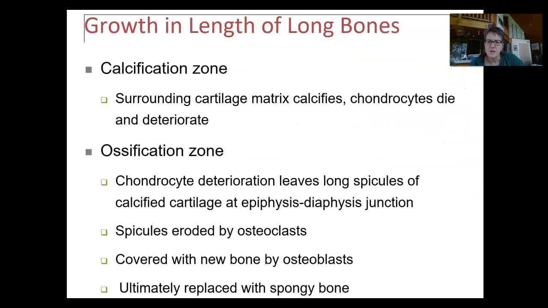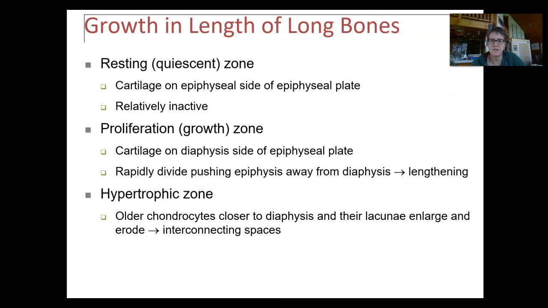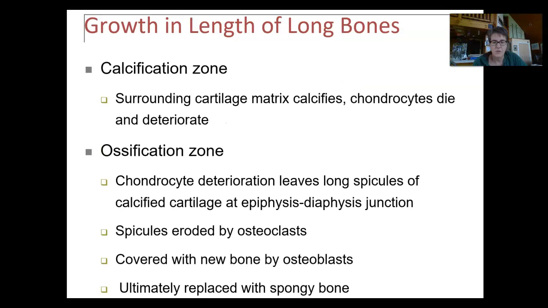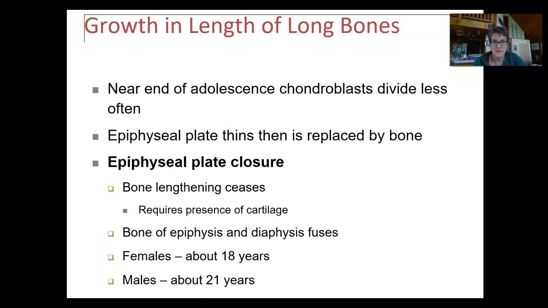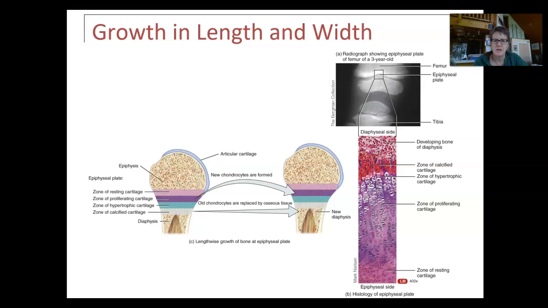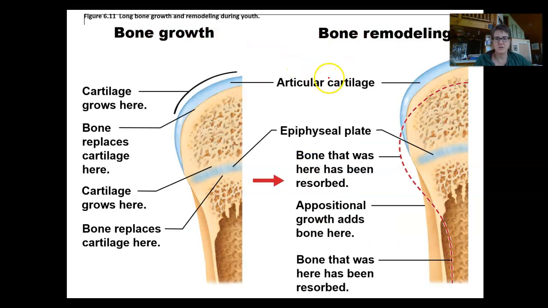Oh, so here's just all the words of what we already talked about, of the resting zone on the epiphyseal side. And then it grows out. And as it does, the picture makes it very confusing because it flips things around. The older stuff is on the diaphysis side. So near the end of adolescence, they are dividing less often because you're not growing as much, and it's closing sooner in females.